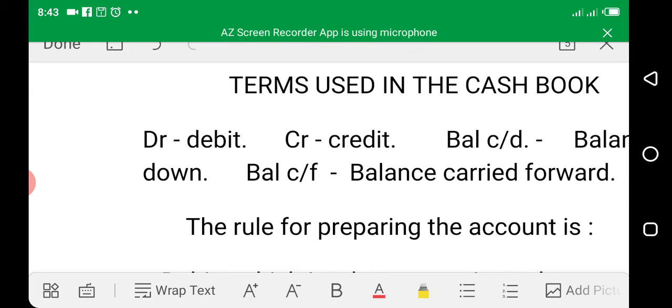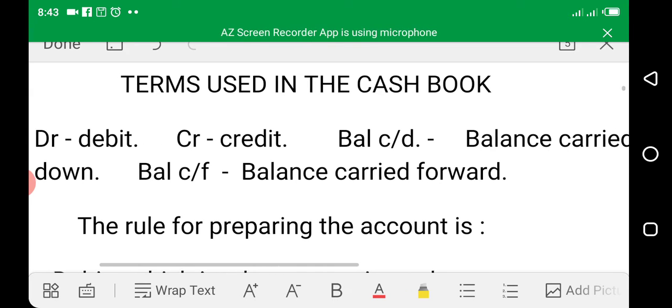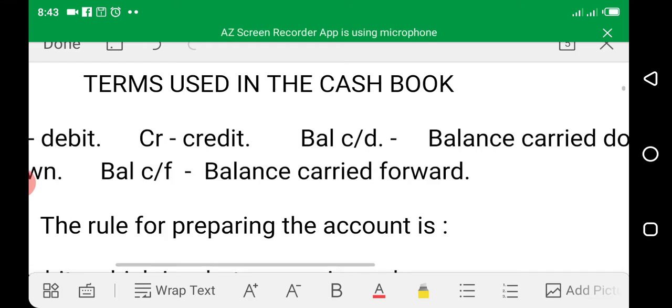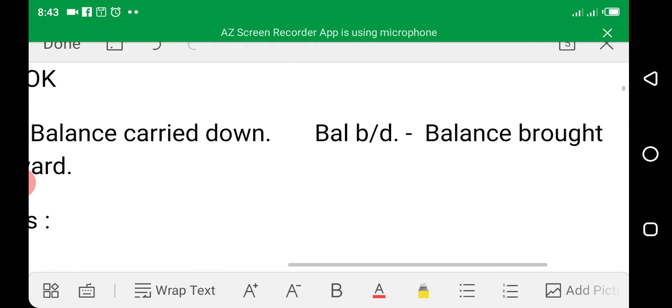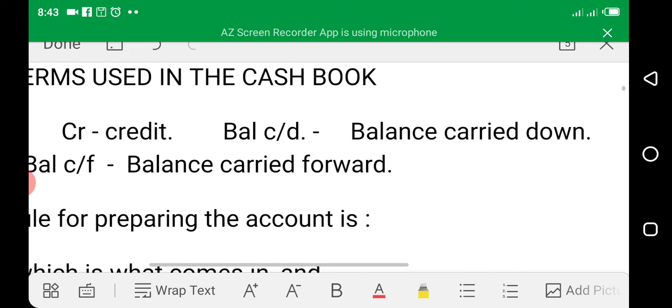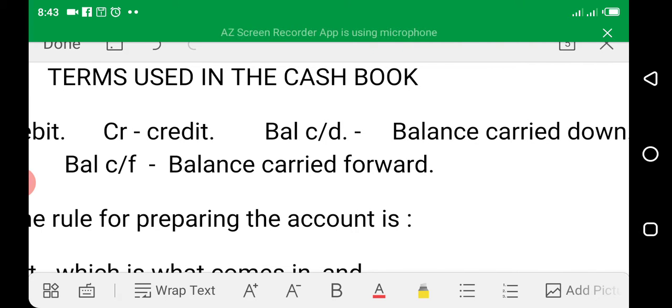Credit is represented by CR. Balance c/d is otherwise known as the balance carried down. B/d is balance brought down. And we have c/f as balance carried forward, and so on like that.